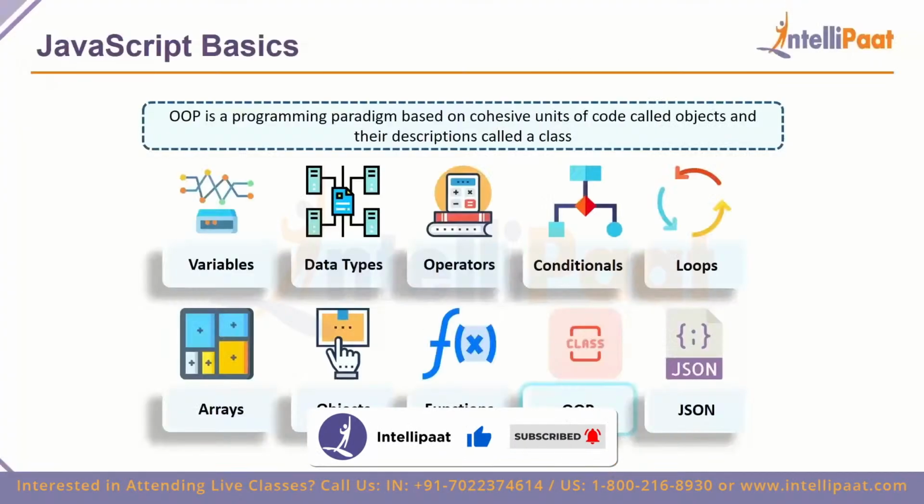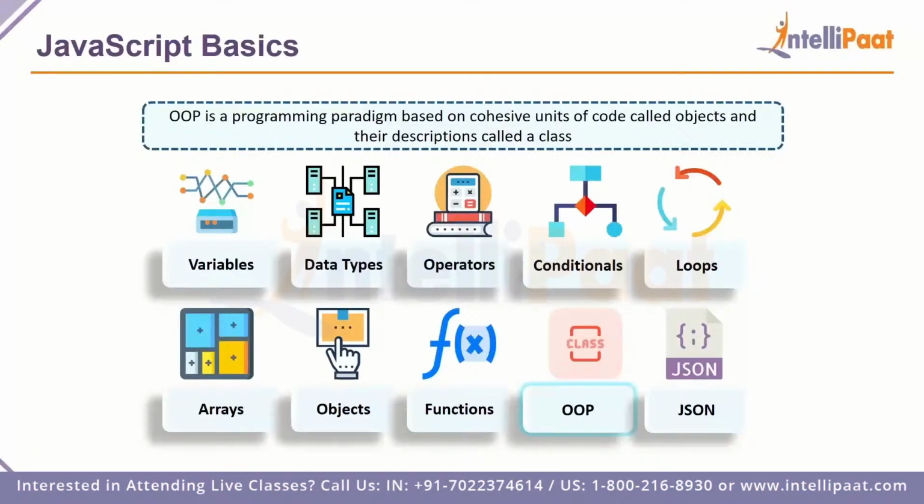Alright, so now let's take a look at object-oriented programming in JavaScript. Object-oriented programming is a programming paradigm based on the cohesive units of code called objects and the descriptions that are called classes. So a class is basically a blueprint in which we describe the kind of data we want, the kind of functions we want, and what the class's name is, what the entity is supposed to be.